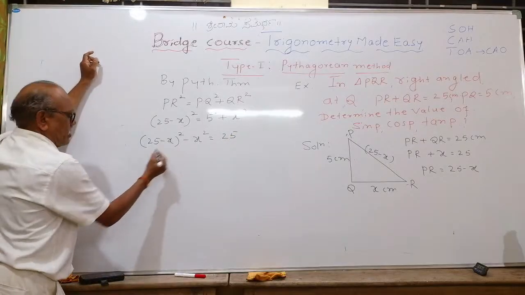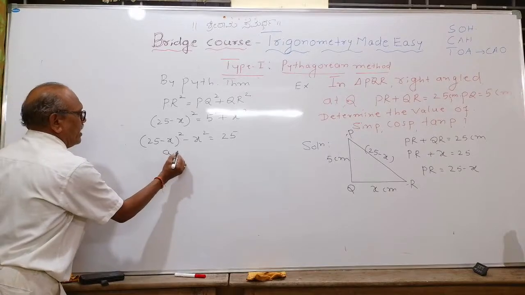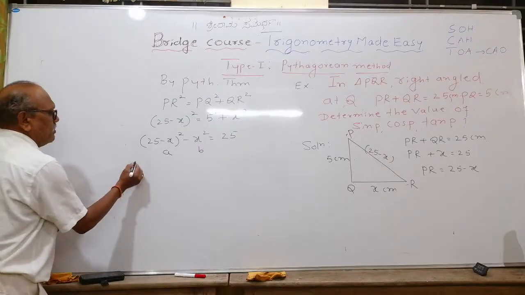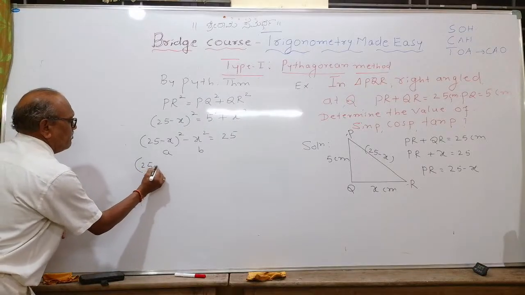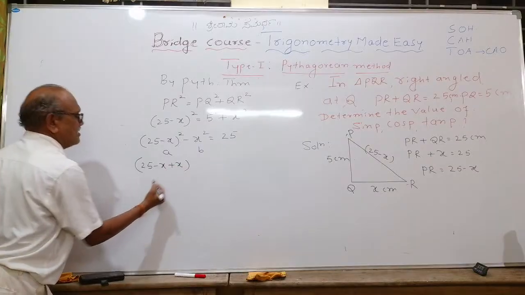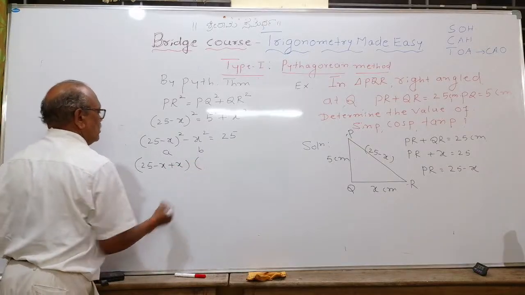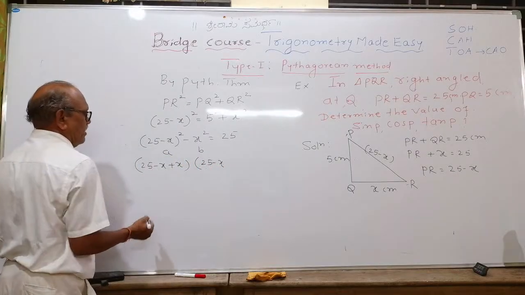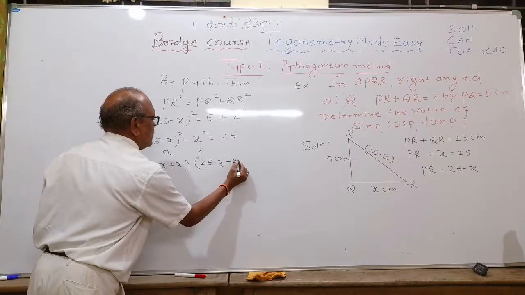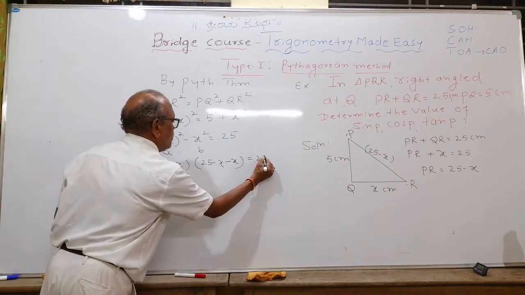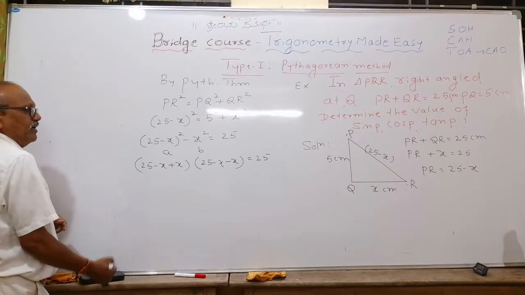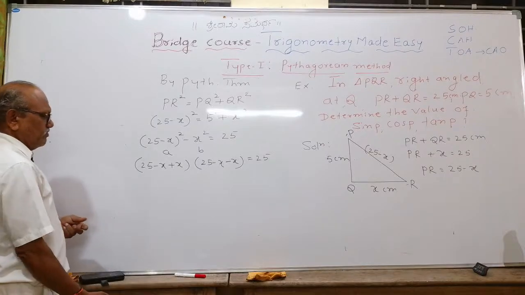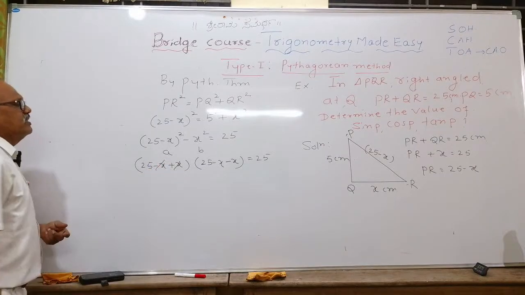Can you use A square minus B square here? This is A, this is B. A square minus B square becomes A plus B into A minus B. If you write A plus B, 25 minus X plus X, into A minus B, 25 minus X minus X, is equal to 25. Use this trick wherever it is possible. Minus X plus X cancels here.